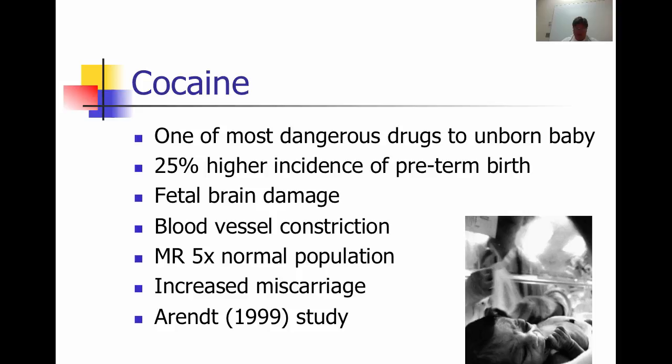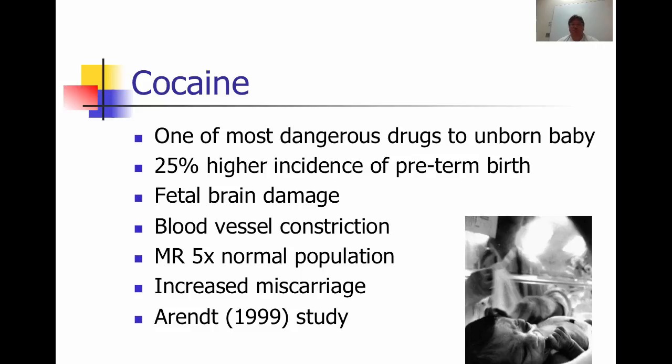So we move to cocaine. Cocaine is one of the most dangerous drugs to the unborn baby, and its use in all forms has increased dramatically during recent years, especially during the 80s and 90s when crack cocaine was used quite heavily in some large urban areas. So here are some facts and some interesting information about the use of crack or cocaine.